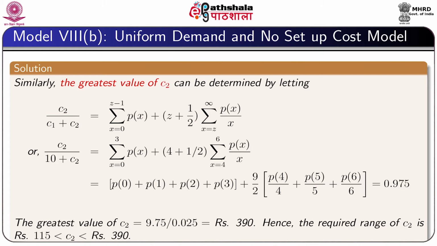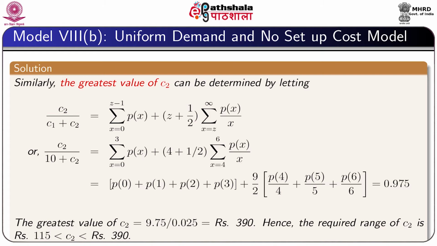Similarly, the greatest value of C2 can be determined by letting C2 by C1 plus C2 equal to sigma x equal to 0 to z minus 1 p x plus z plus half whole into sigma x equal to z to infinity p x by x.